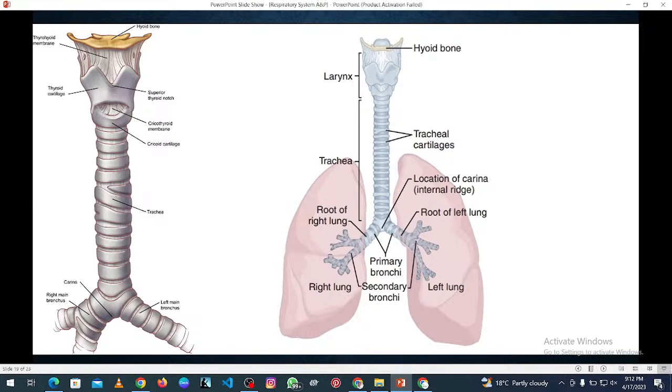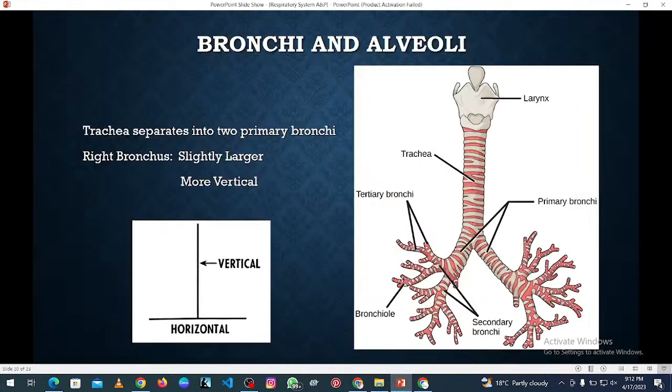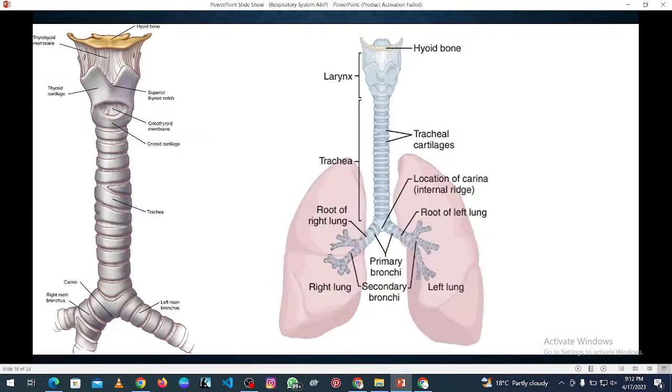And from what you guys can see, let's talk about the bronchi and the alveoli. So the bronchi: the trachea separates into two. The trachea separates into two primary bronchi, and we have the right bronchus. Just look at this diagram. The diagram on your left.